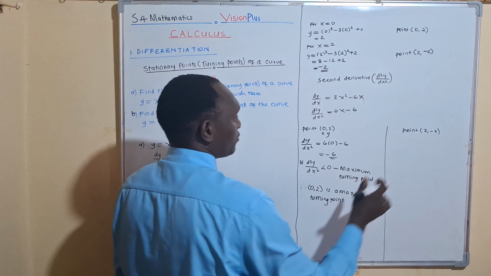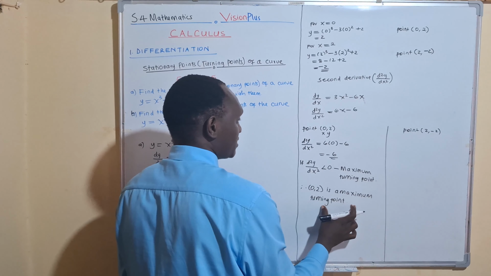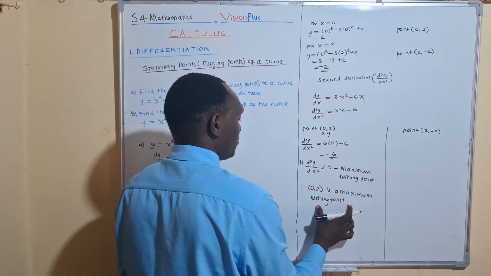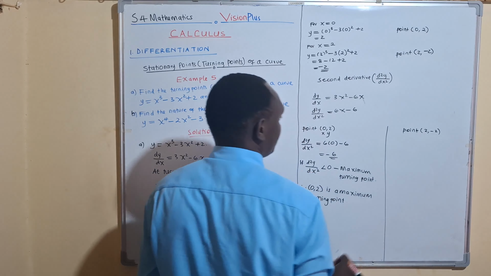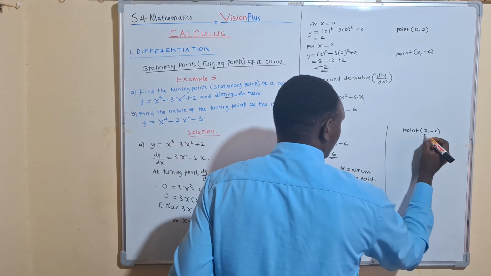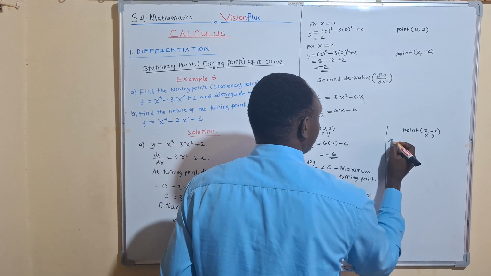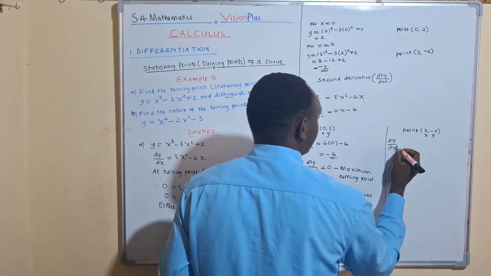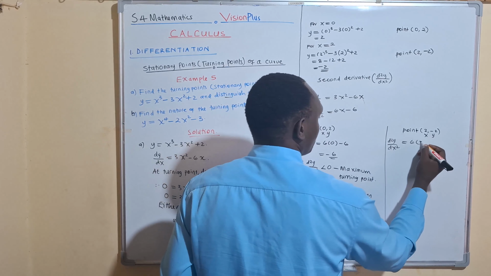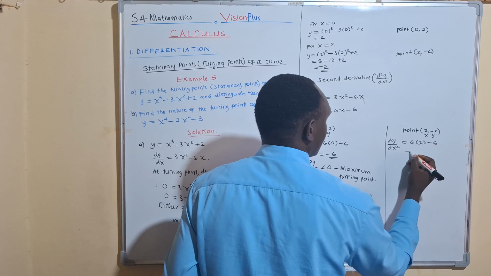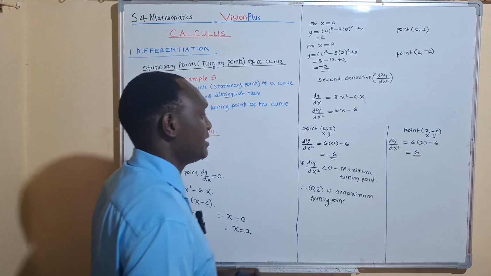Like that. Now we go to the second point. Now we don't expect the second point to be a maximum turning point, because if one point is maximum, the other should be minimum or the point of inflection. Now let us test for this point. This is x, this is y. We use the second derivative expression, d squared y dx squared equals 6x minus 6. What is our x in this case? Our x is 2. So 6 times 2 minus 6. This here gives us 12 minus 6 is 6. This is the value of the second derivative.